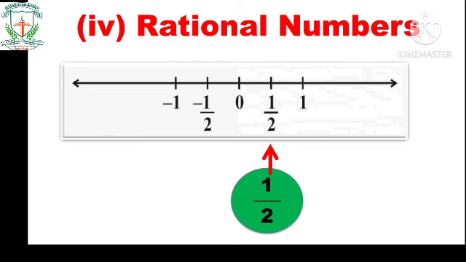So we understood how to represent 1 by 2 on the number line. Similarly, we can represent minus 1 by 2 on the number line. So we will discuss more about representation of rational numbers on the number line in the next class.